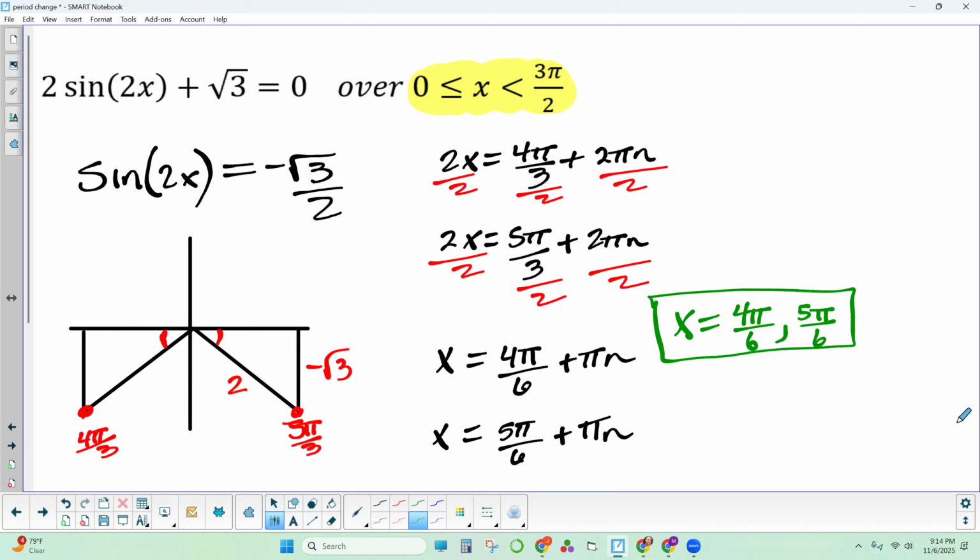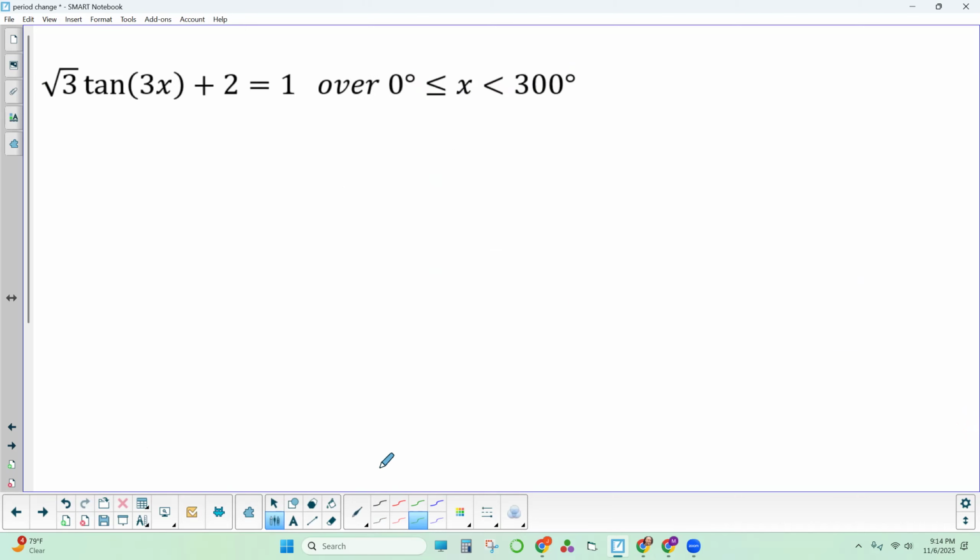Okay, so that's how it's done. So again, when you solve equations like these, you have to adjust your solutions to account for the change. Okay, so when we did that division step, that's what we were doing. All right, let's look at another one.